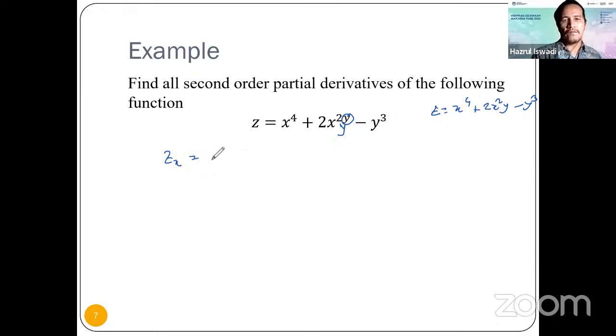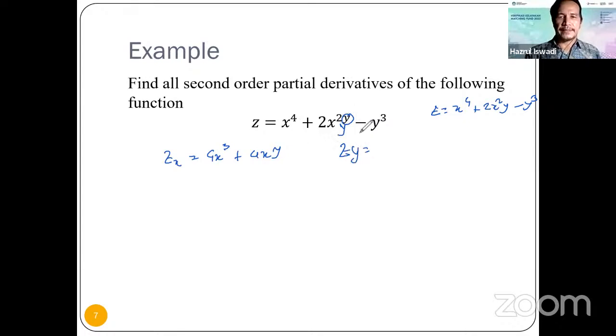So zx is 4x cubed, plus 4xy, and this will be 0, because minus y to the power of 3 is considered a constant, so the derivative of this component is 0. Okay, let's continue.